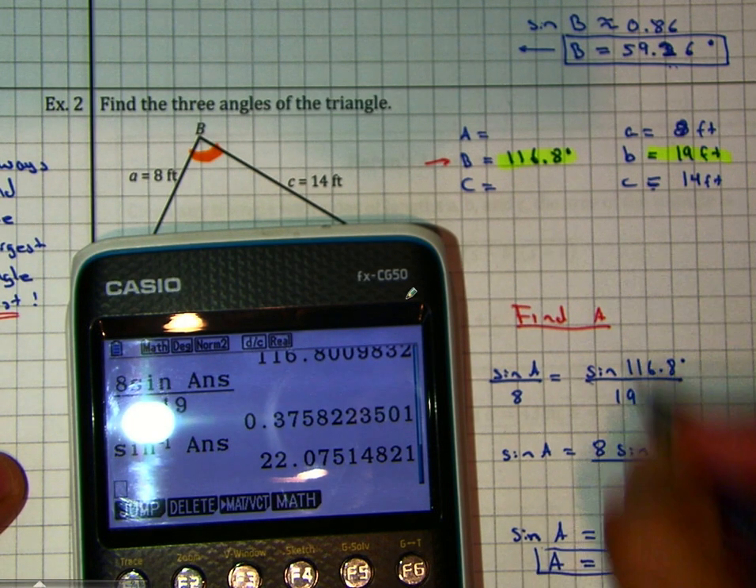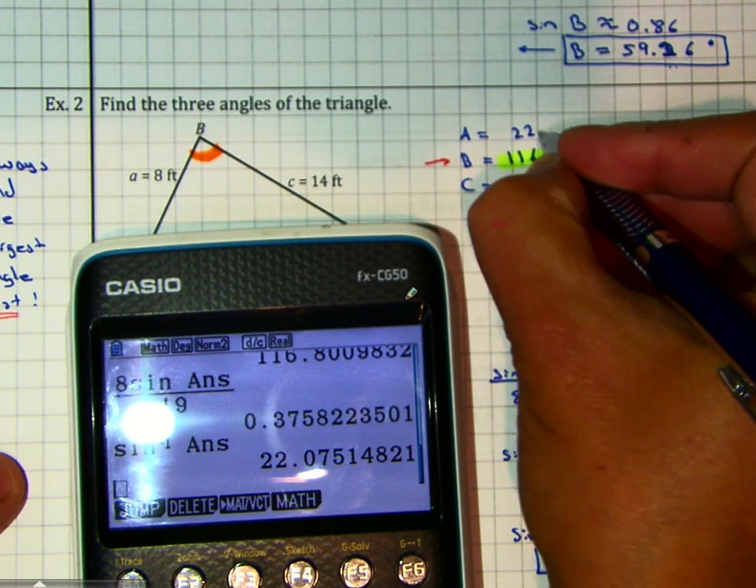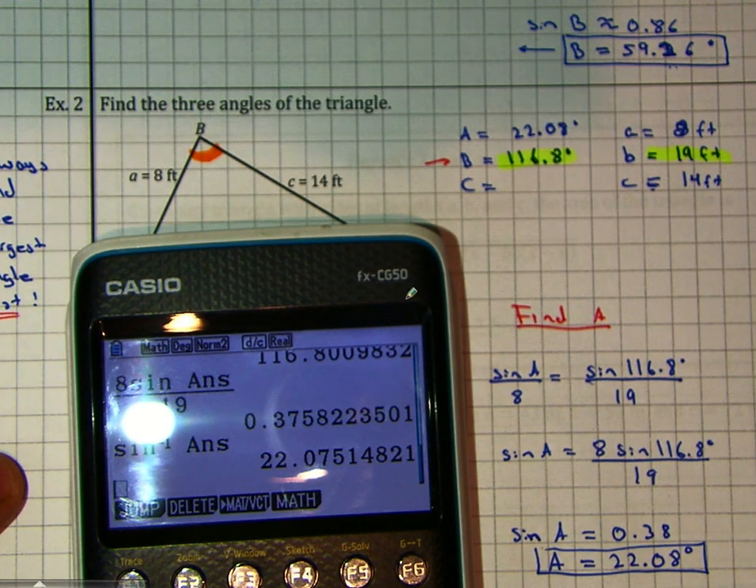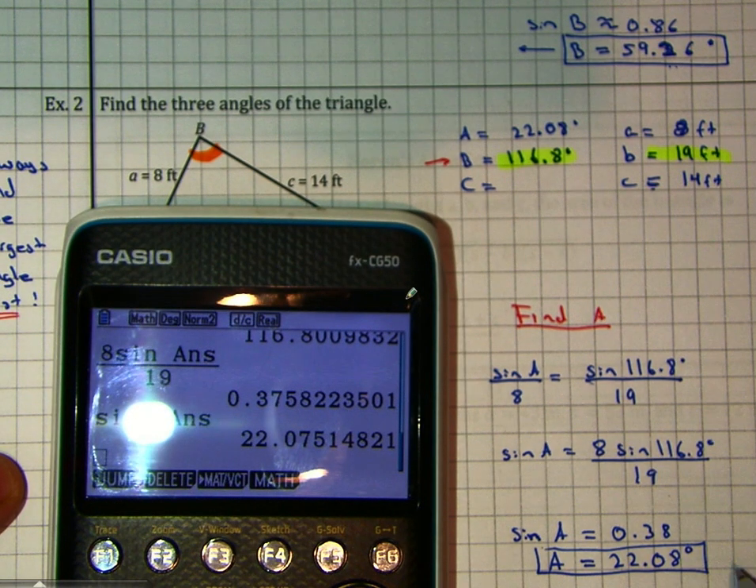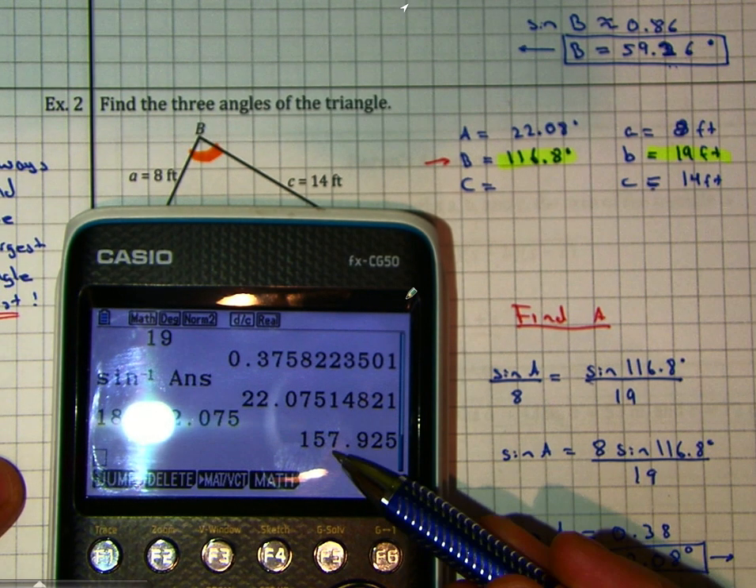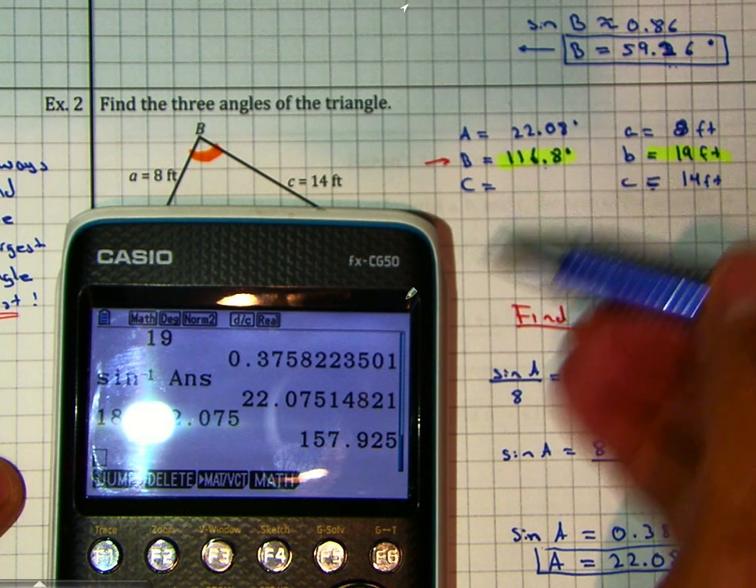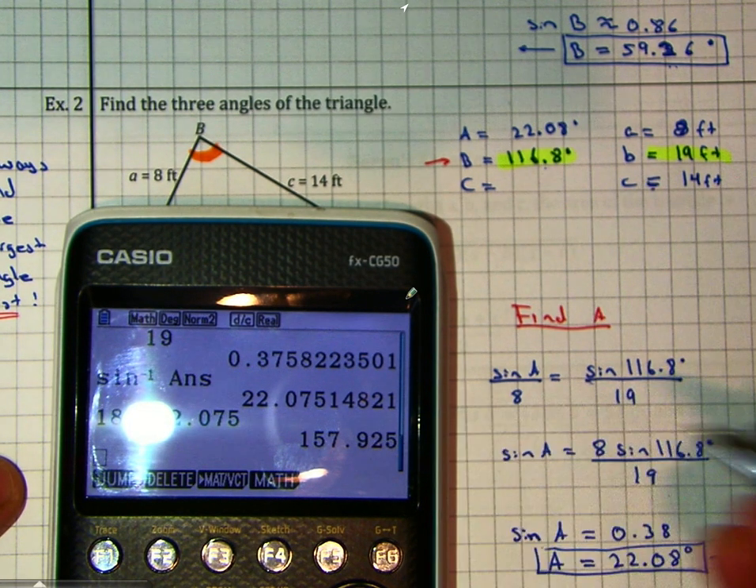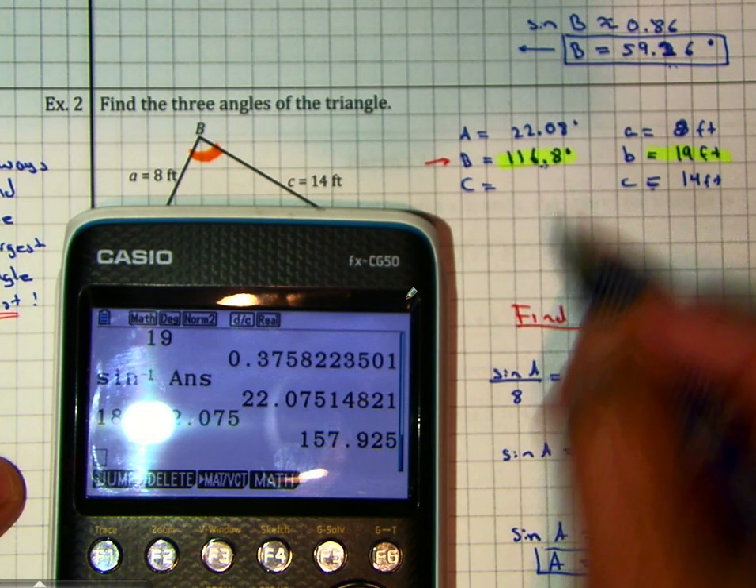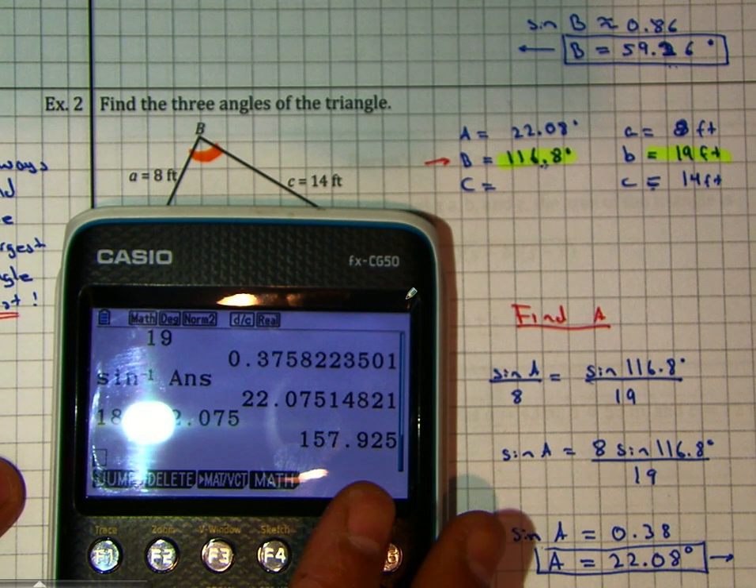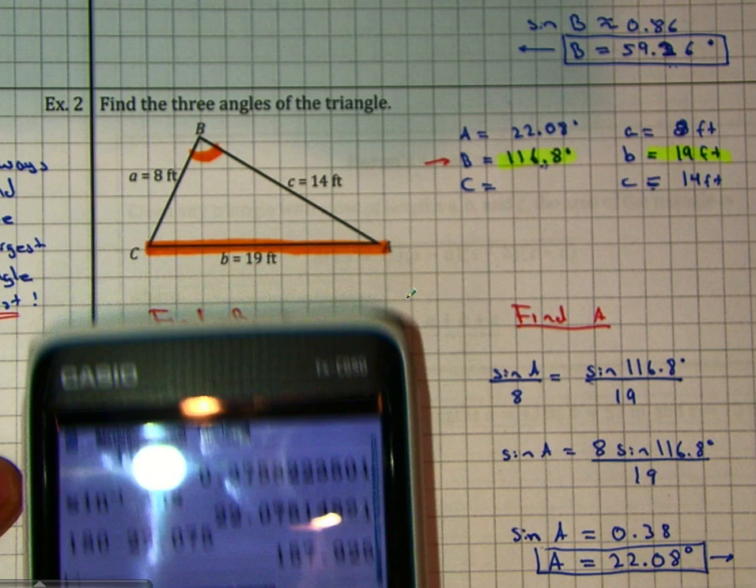And make sure that you match how many decimal places they want on your homework. But notice that if I want to find my other angle, 180 minus 22.08, that cannot be an angle because 116 plus 157 would be greater than 180. So that's why we always want to make sure that we get the largest angle first when using the law of cosines if you're given three sides.